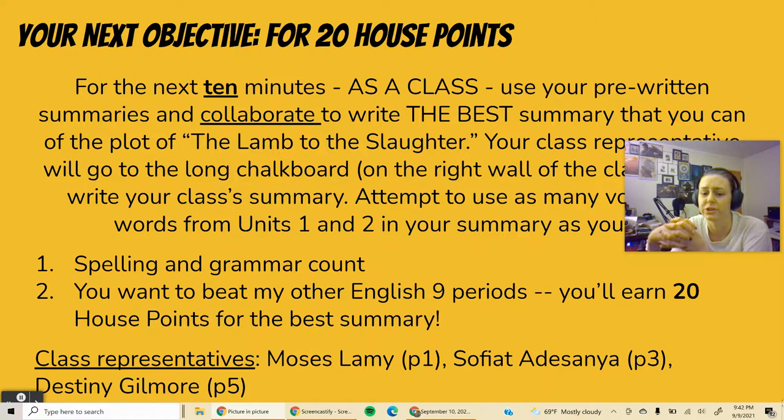If you're all talking over each other and you're confusing Moses and Sophia and Destiny and they can't hear what you're saying because you're all having an argument about what the best thing to write would be, then you're going to have an ineffective 10 minutes here. Just like when we're having our normal discussions, you guys got to listen to each other. We got to be respectful of what your classmates are saying and take their thoughts and words into account here.